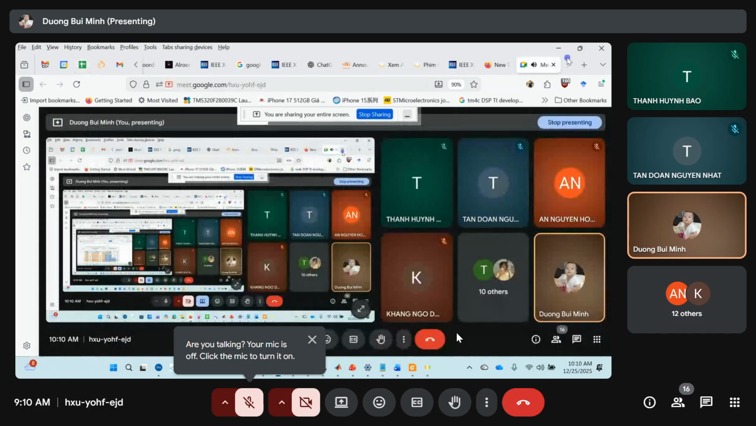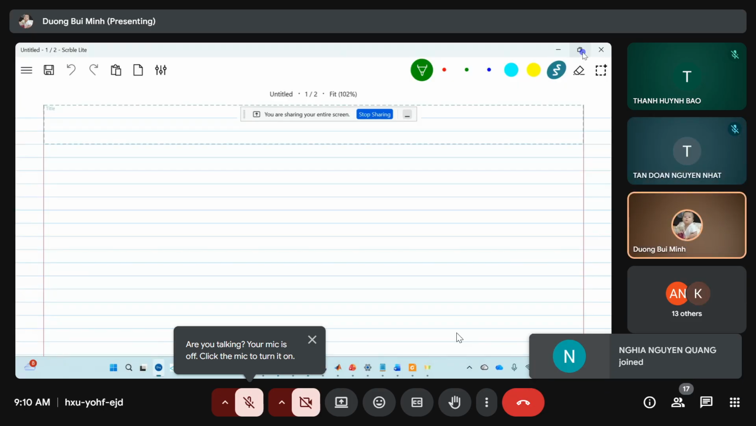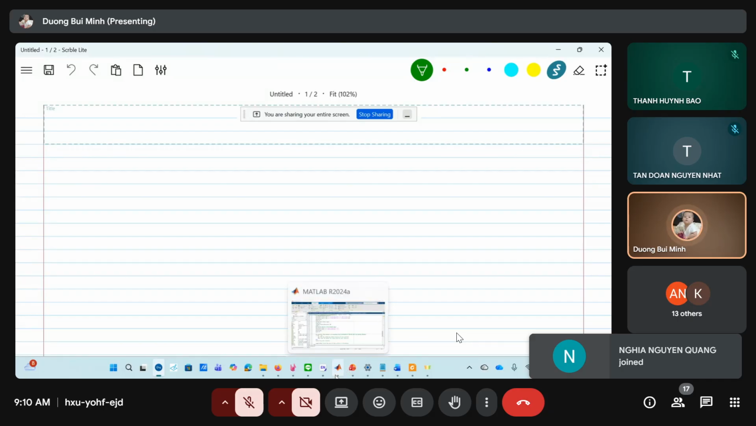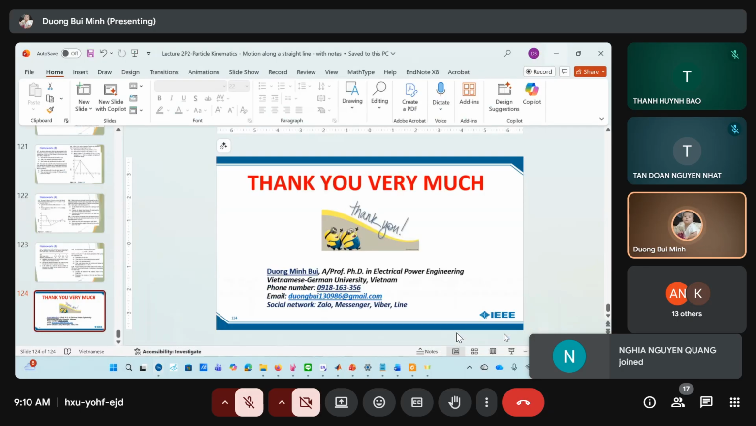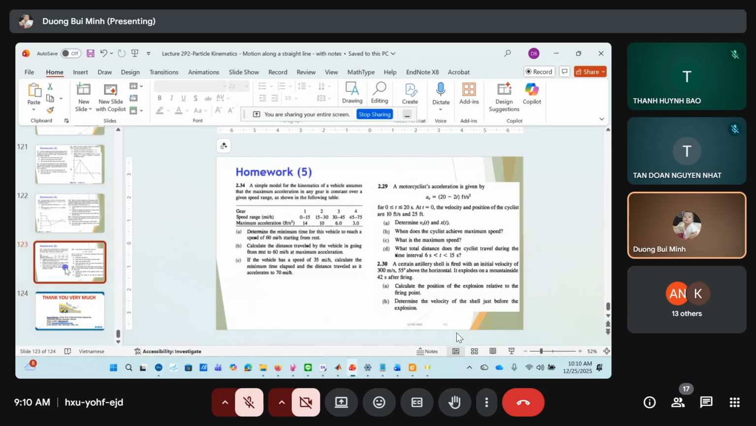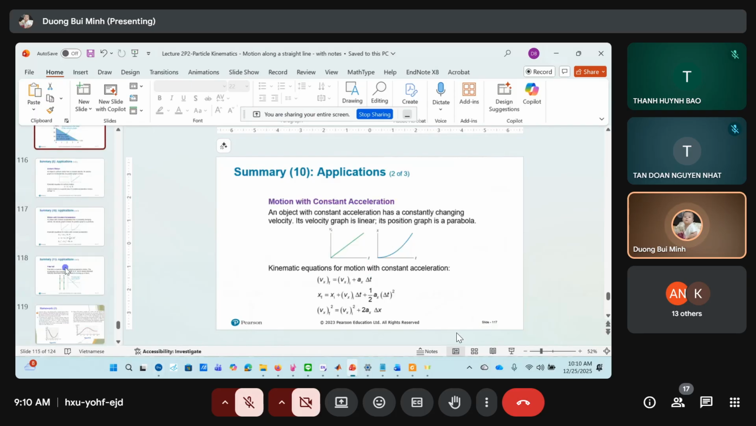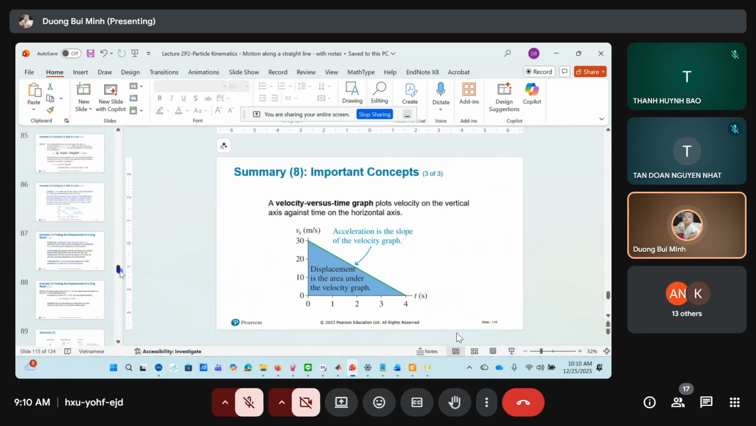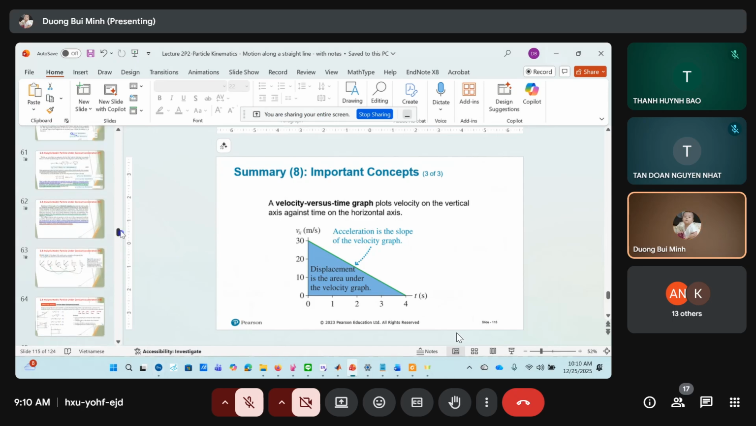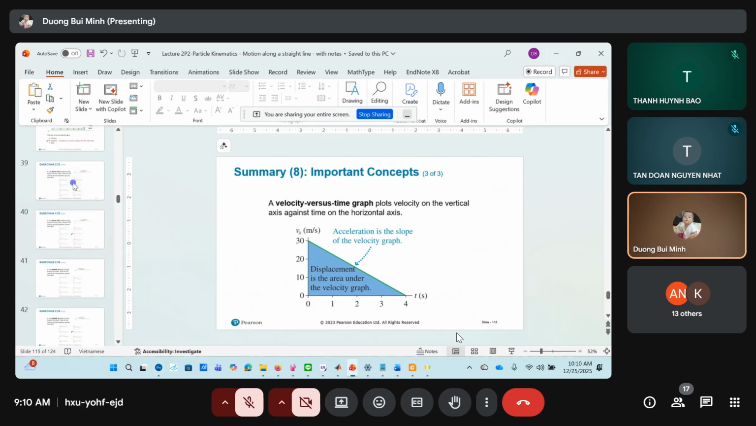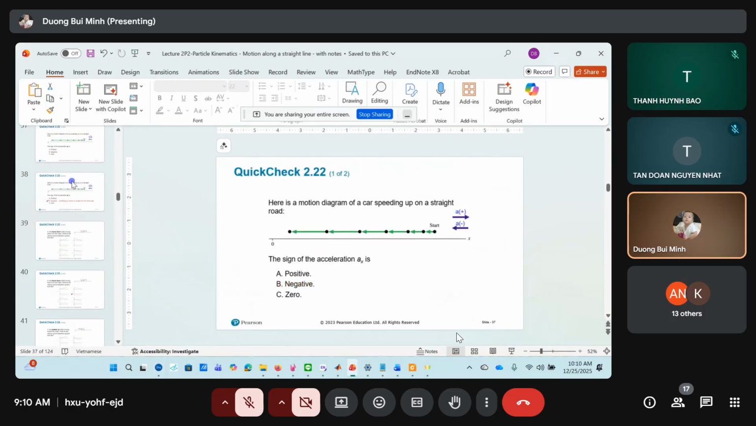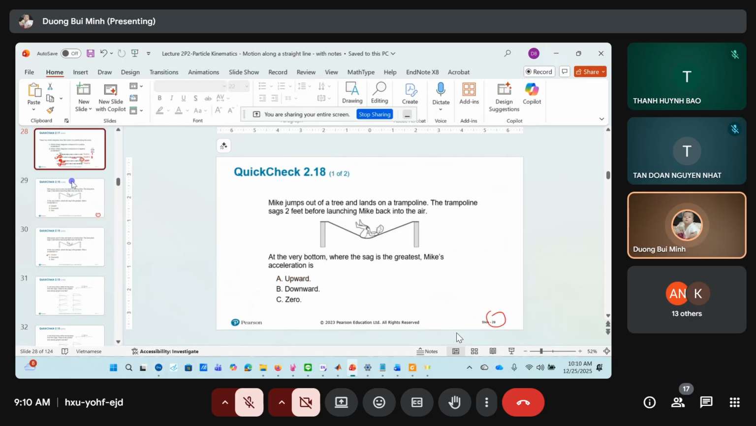Now we continue to study lecture 2, part 2, and we hope we can finish this lecture this morning. Today, please help me to make a recording now. We need to review a little bit.